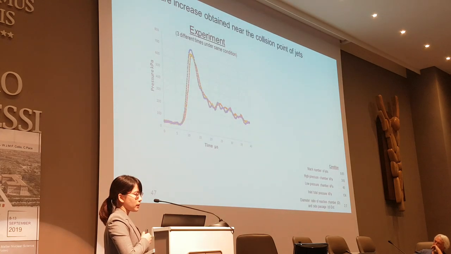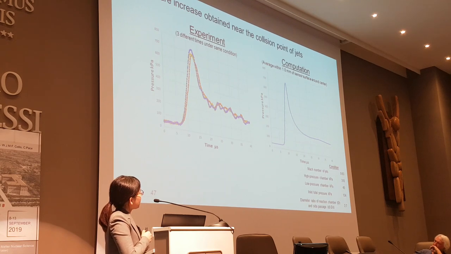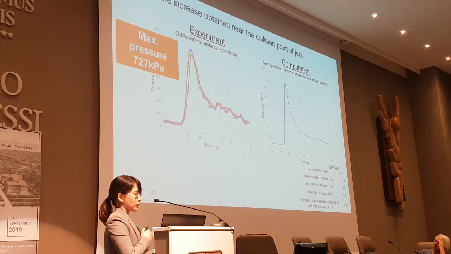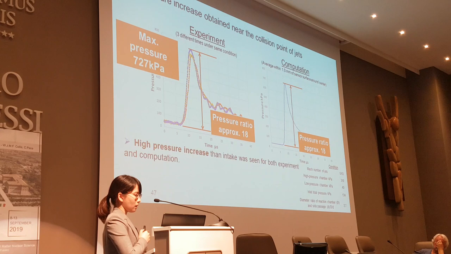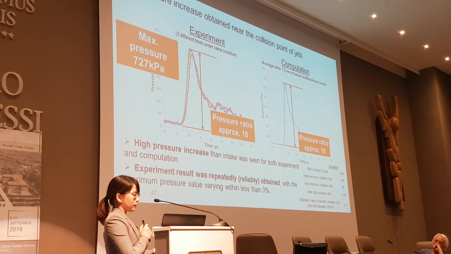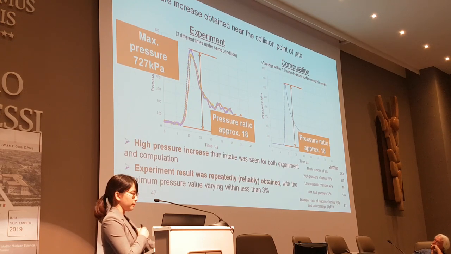So next are experiment results, and also this time computation results, of the pressure increase obtained near the collision point of 14 jets. As you can see, for both experiment and computation, the maximum pressure increased to over 700 kilopascal, which is approximately 18 times that of the initial chamber pressure. This high pressure increase in the intake was seen for both experiment and computation. And I'd also like to say again that the experimental result was repeatedly and reliably obtained, with the maximum pressure value varying within less than 3%.